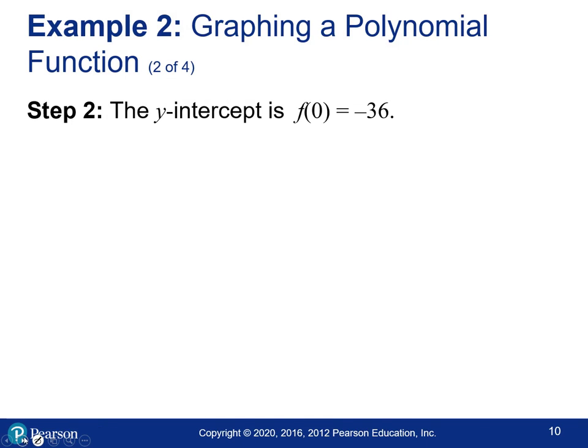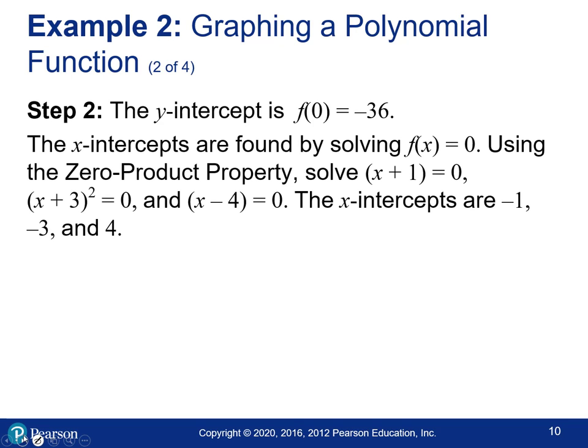Okay, the y-intercept, if we plug in 0 for x, we get negative 36. And then the x-intercepts, if we set our function equal to 0, and then we go and start solving, each of the 3 factors will get set equal to 0. And so we would get 3 x-intercepts. Negative 1 would be from here, negative 3 from there, and 4 from there. So 3 x-intercepts.